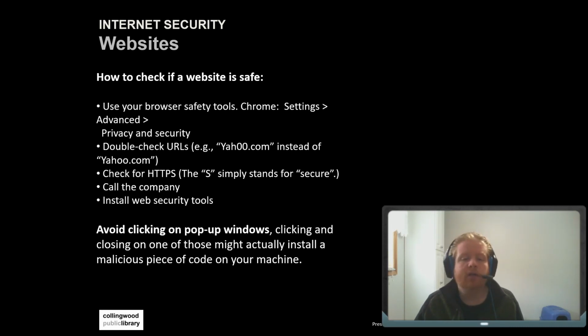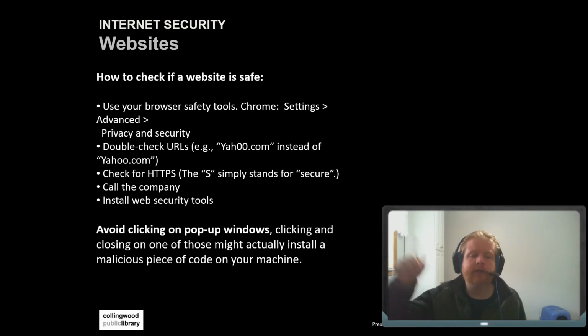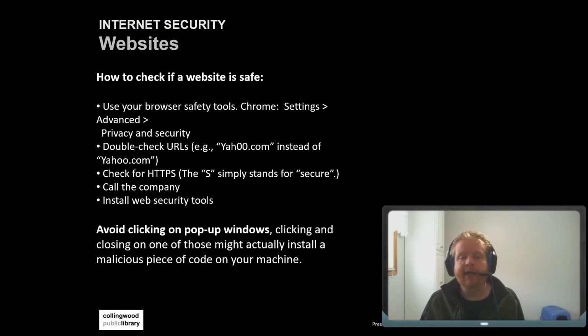You can install web security tools. A lot of antivirus software will now add something to your browser, which will make it a little safer. I know with AVG, basically when I do a Google search, it will actually give me a green check mark next to each website indicating that it should be safe. Those that are yellow or red indicate that there could be something wrong with it.